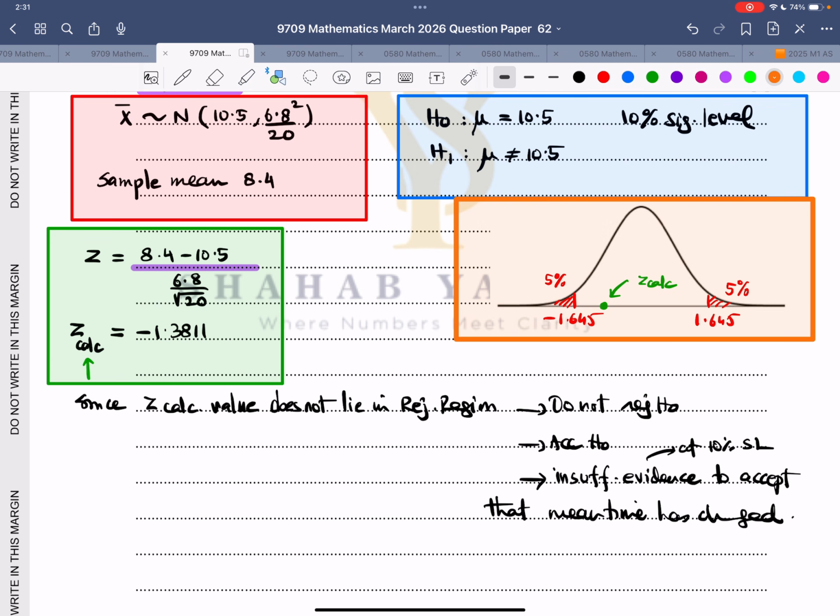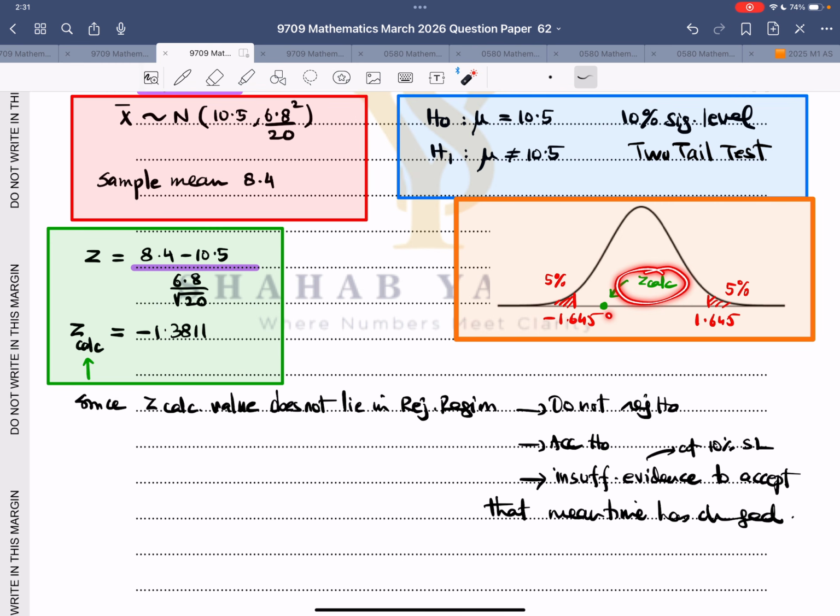Now this is all done. So now what it says is that the z calculated value lies outside of the critical region. It was a two-tail test. So let me write over here, this is a two-tail test. So that means the 10% is divided equally, 5% on the right, 5% on the left.